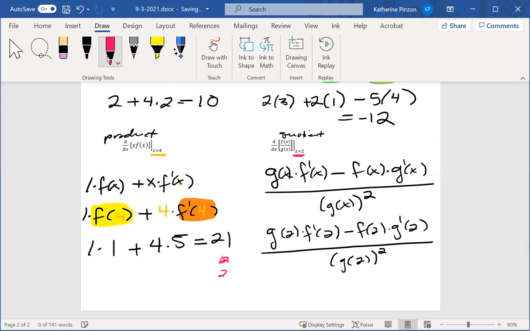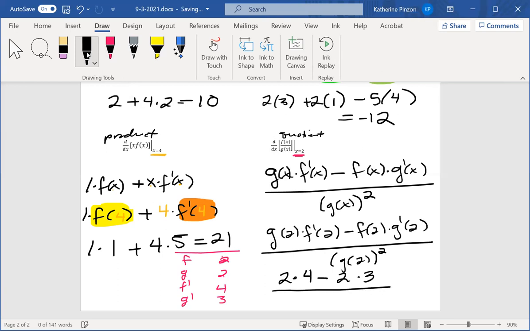2, 2, 4, 3. This was F, G, F prime, G prime. Okay, so for G of 2, I'm using 2. That was this guy right here, that 2, times F prime of 2, which is 4, minus F of 2, that's that guy right there, 2, times G prime of 2, that's the bottom guy, 3, all over G of 2, 2 squared. Okay, 2 times 4 is 8, minus 6 is 2, divided by 4, 1/2.